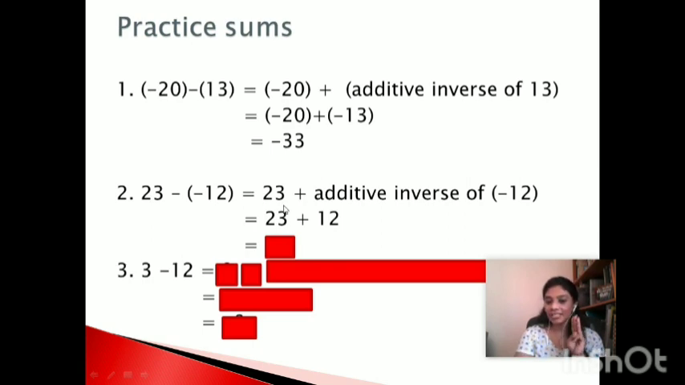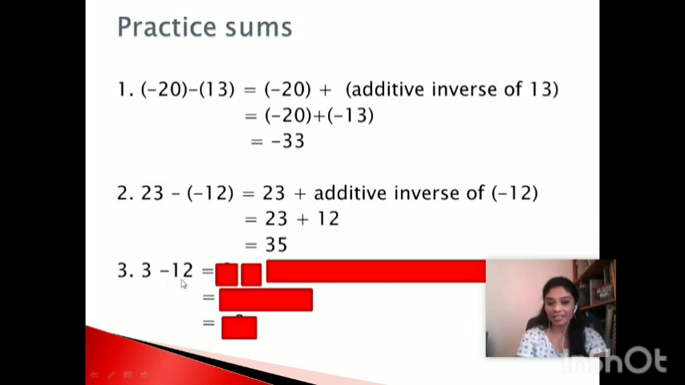After doing it, I need to follow the addition rule. Both are of the same sign. You need to add and keep the sign. So 23 plus 12 is 35. And what symbol do I have to represent? Plus, since both are positive integers. Easy, isn't it?